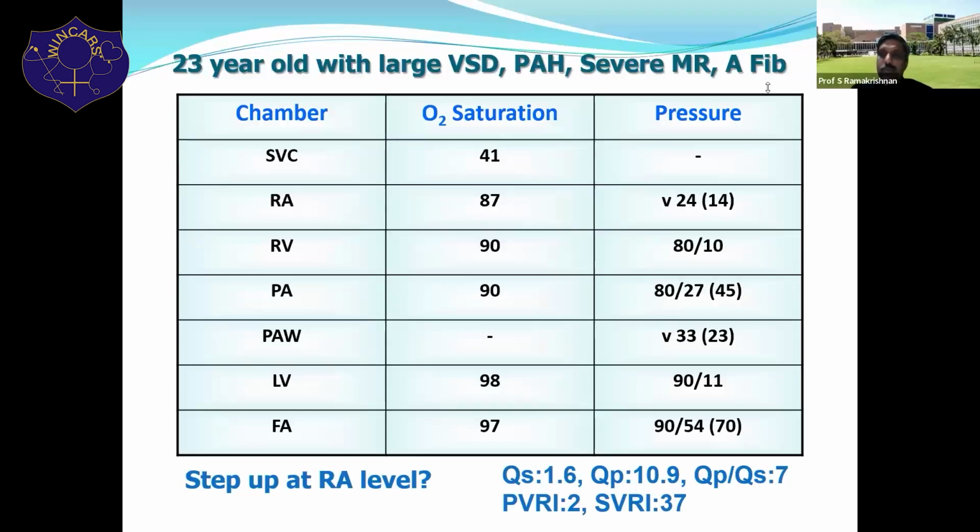The step up is there, but the most important thing is the SVC saturation. A very low SVC saturation in the presence of a normal FA saturation indicates a low cardiac output. For example, cardiac catheterization is mostly done by junior people, and you first aspirate blood from the SVC and it looks really, really black. Immediately you call for help. That patient is pretty sick. That is the most important thing that you have to understand.